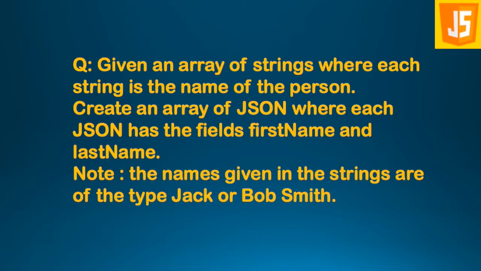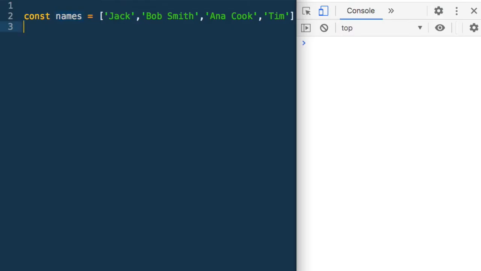Given an array of strings where each string is the name of the person, create an array of JSON where each JSON has the fields first name and last name. So from the name, we need to figure out the first name and last name and make a JSON. Note, the names given in the strings are of the type Jack, so it's either a single name, or Bob Smith, which means a first name last name separated by a space. Let's say we have such an array of names.